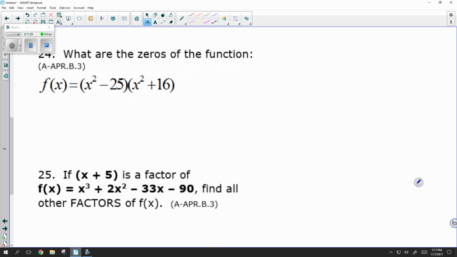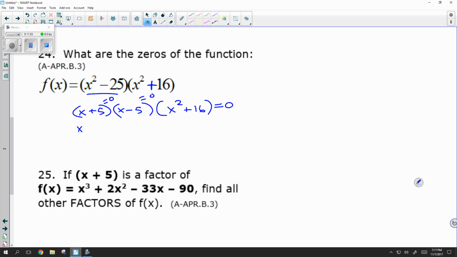Here's another one, but again, it's not completely factored. This one can be factored more. It's a difference of squares. X plus 5, x minus 5. And then this one can't be factored because that doesn't work on a plus. So x squared plus 16 is that one. So then we set each one equal to 0. So this is equal to 0, this is equal to 0, and this is equal to 0.